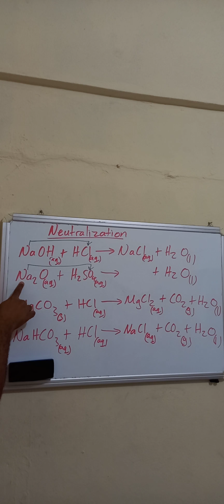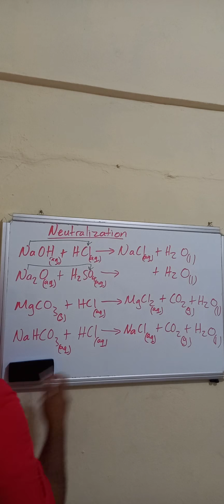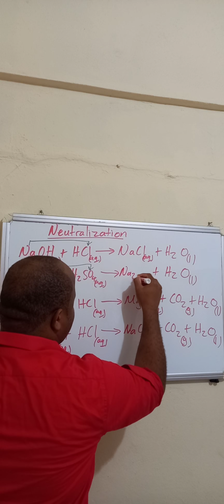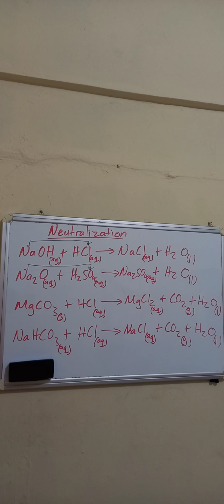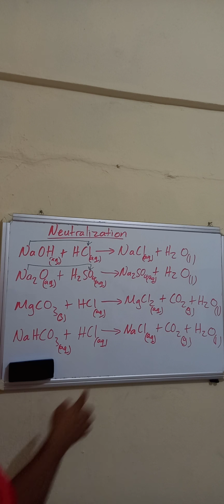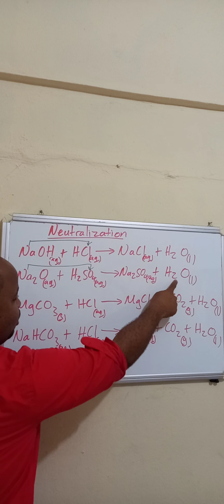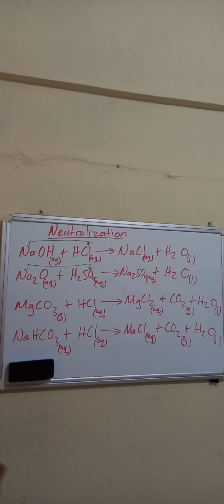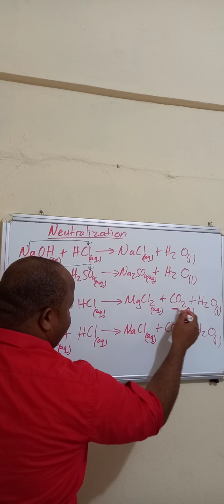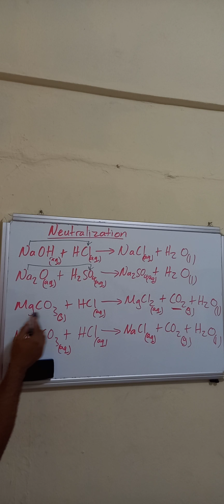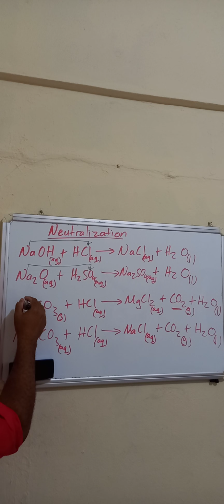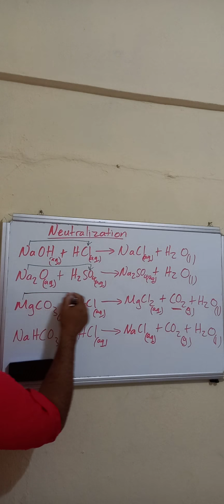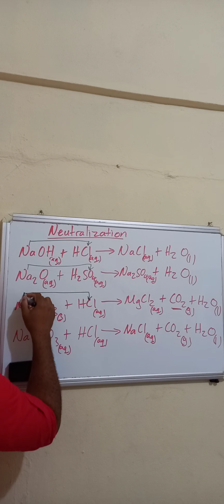So the sodium ion combines with the sulfate ion, and so you will get sodium sulfate. Now, when it's the metal carbonate, you're not just going to get the ionic compound and water. You're going to get carbon dioxide as well. So once you see the metal carbonate with the acid, you are going to do the same thing: positive ion of the carbonate with the negative ion of the acid. Alright?